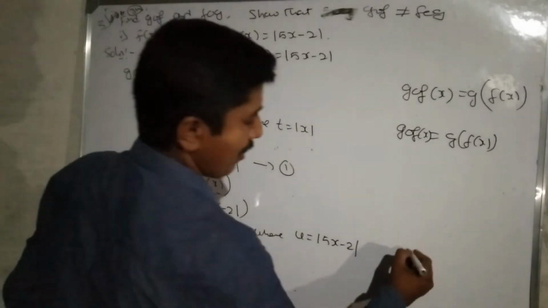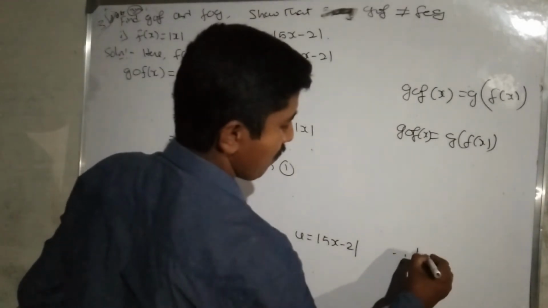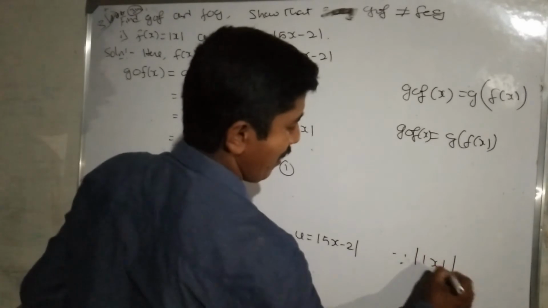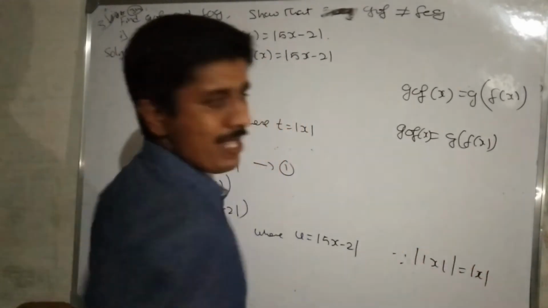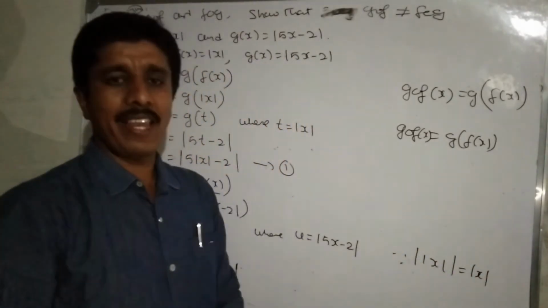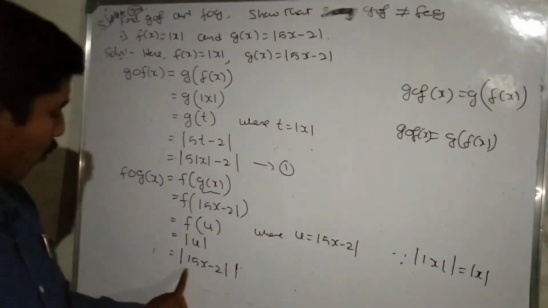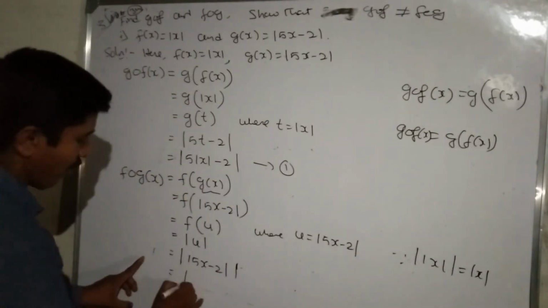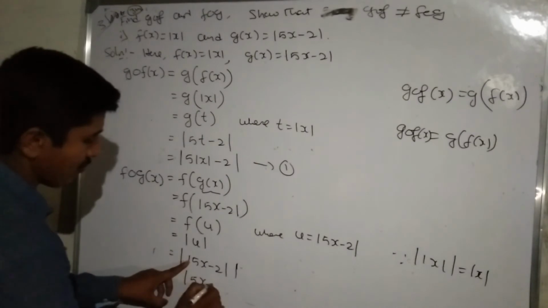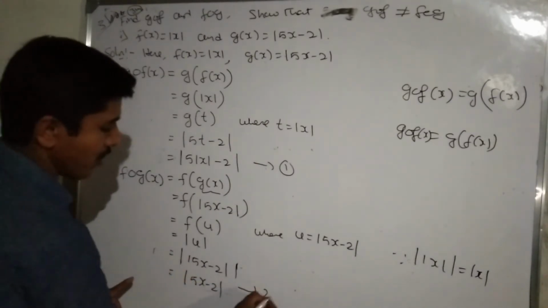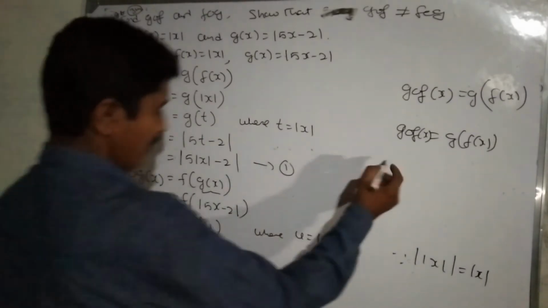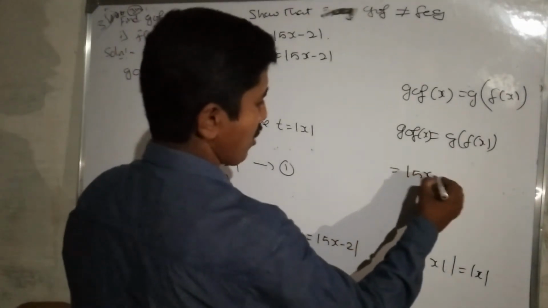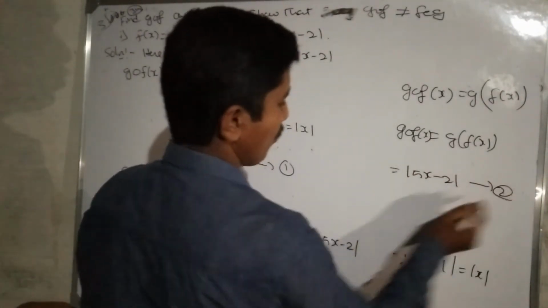And one thing to mind here: modulus of x can be written as modulus of x. Modulus means non-negative. Both are the same here. So this can be written as modulus of 5x minus 2. We call this equation 2.